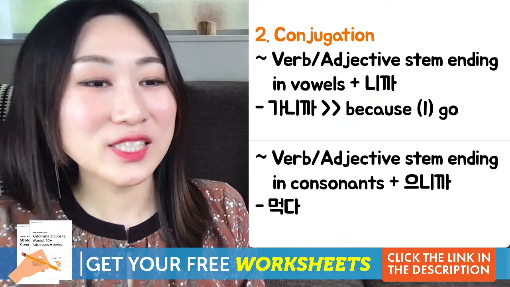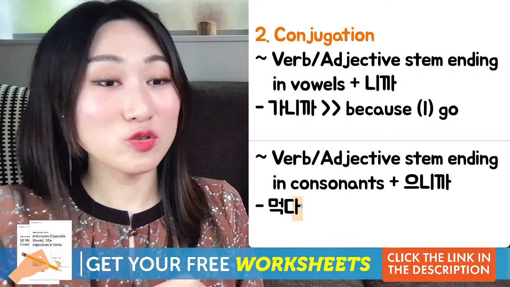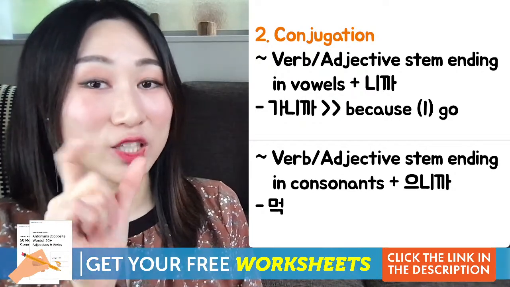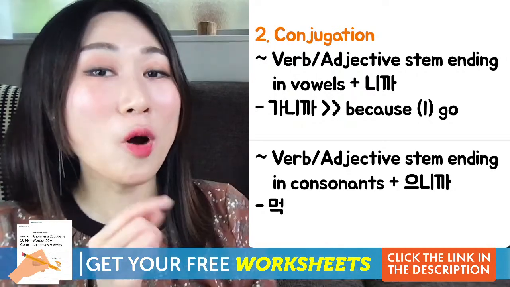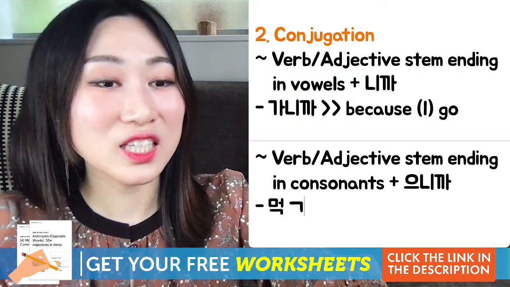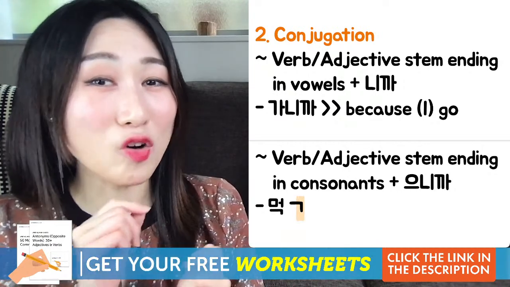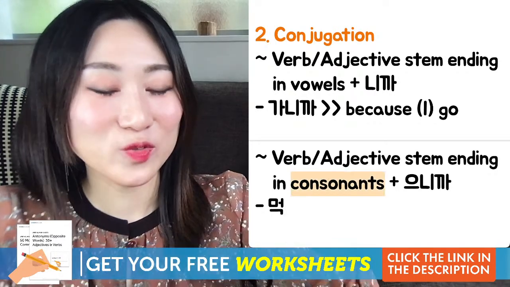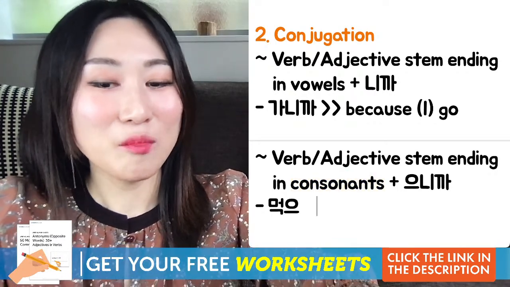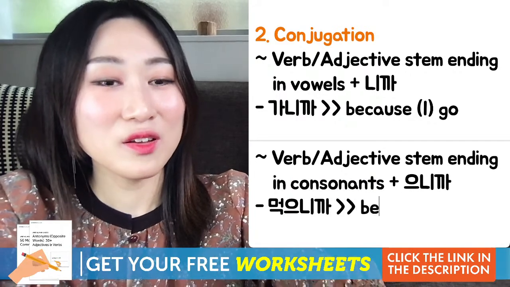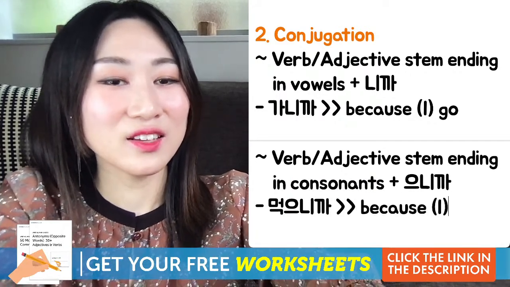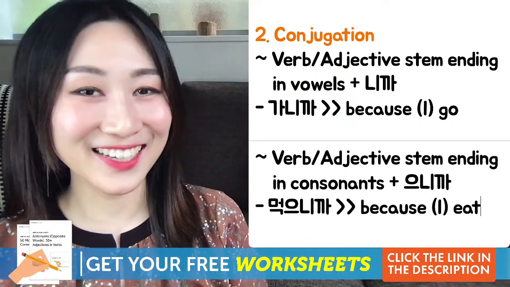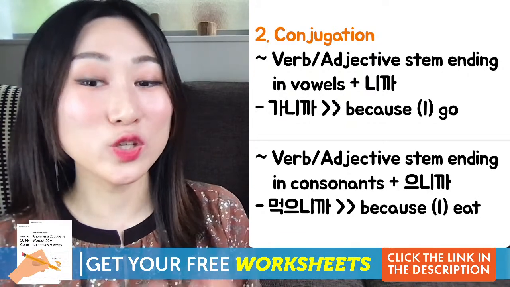Okay, so 먹다. What's the stem? Just remove 다. That's it. Then you will get the stem. 먹 is a stem without 다. So a verb or adjective without 다 is a stem. So now 먹. What do you see? This ㄱ sounds kind of like K. 먹. So it ends with a consonant, right? Consonant. So you use 으니까. 먹으니까 means because I, we, he, she, or they eat, because I eat. So this is how we use it.